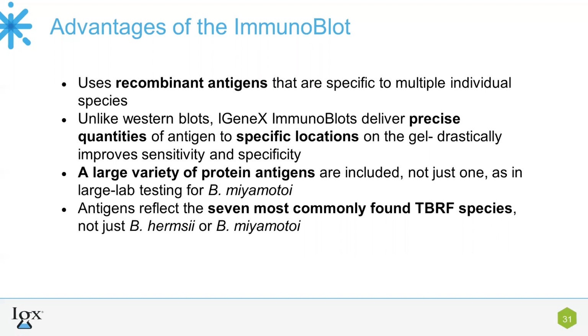Again, I'll show you pictures. And in the Immunoblot, instead of using one protein antigen like they do for the GLP test in the commercial lab, they give a large variety of protein antigens, not just one. And they do use it for the 6, actually it's 7, but it's usually 6 most commonly found species, not just Hermsii or miyamotoi.